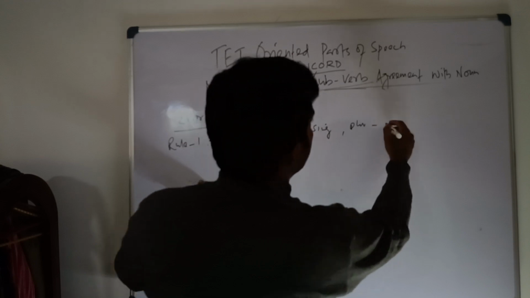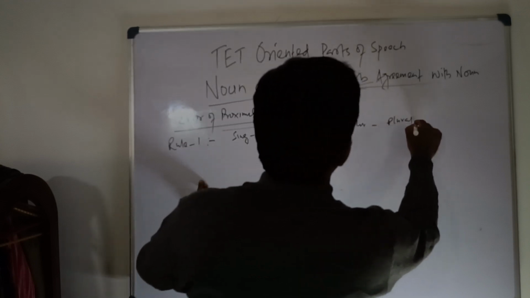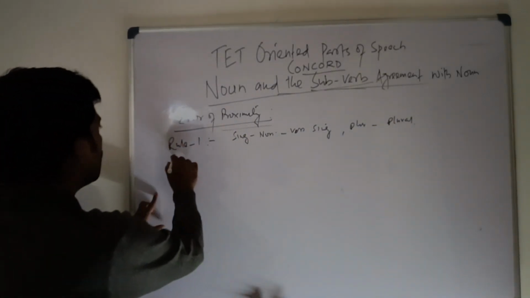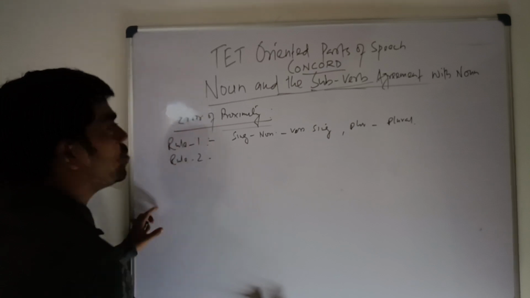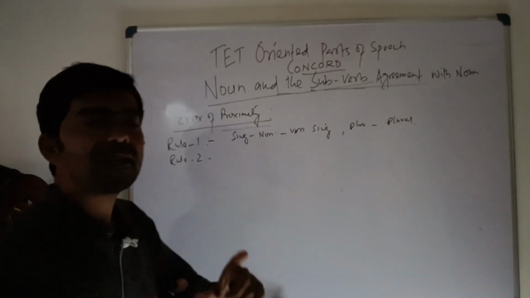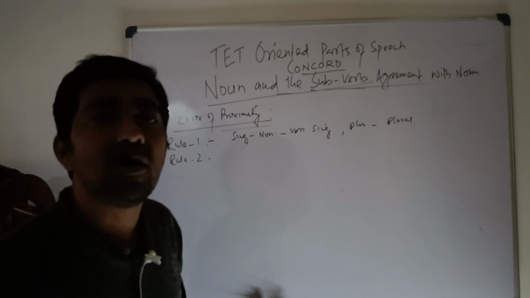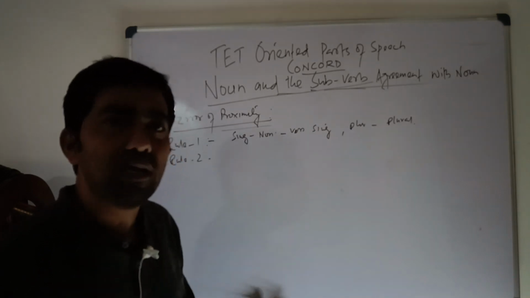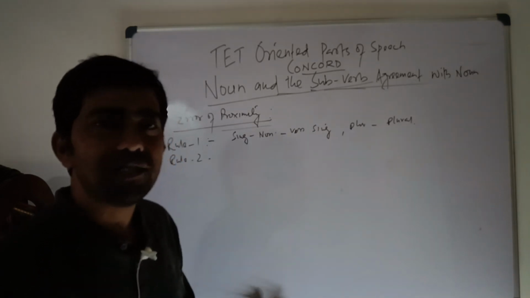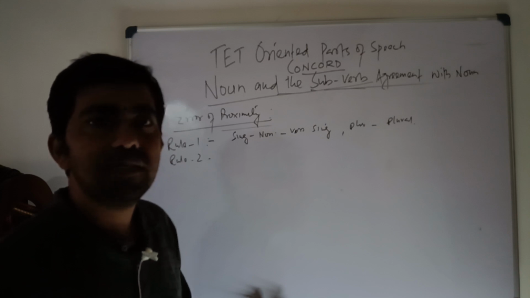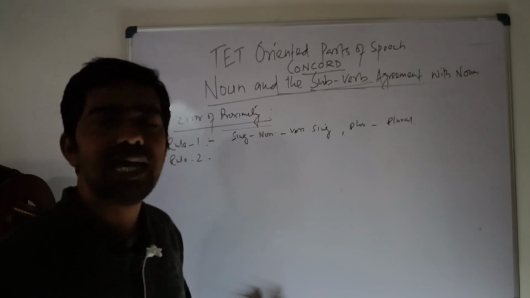Plural noun, plural verb. This is the common rule. Now Rule 2, the exceptional rule. There are certain nouns which apparently look plural, but are actually counted as singular.